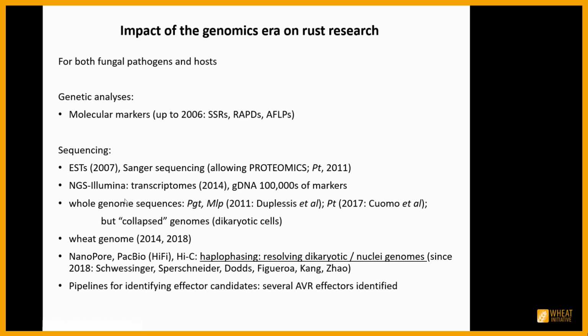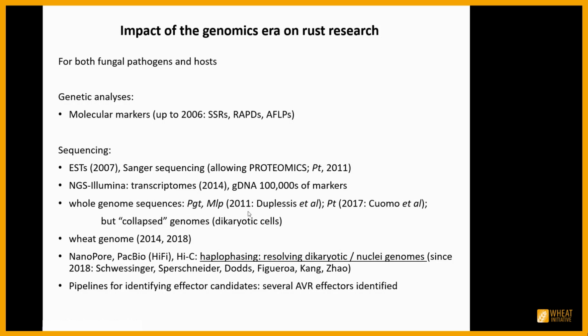And then a little bit later, next generation sequencing, Illumina sequencing, allowed us to get transcriptomes. And the sequencing of genomic DNA then allowed us to get many more markers per isolate, allowing a much better resolution of the phylogeny on these isolates. And I'll talk about that in a minute.